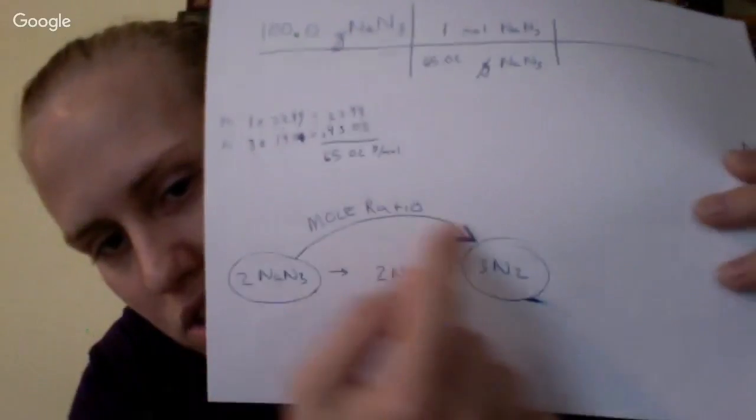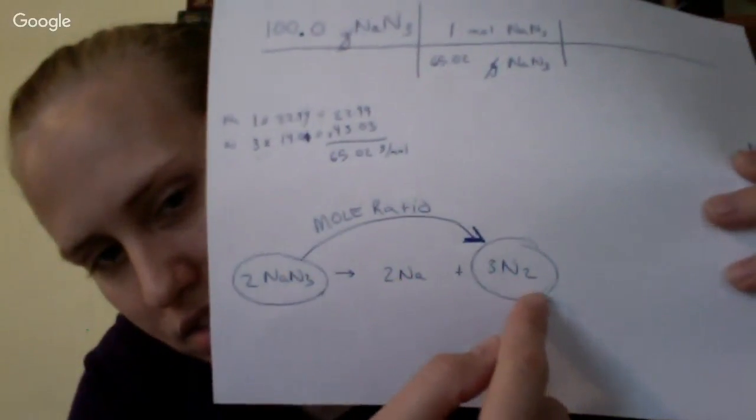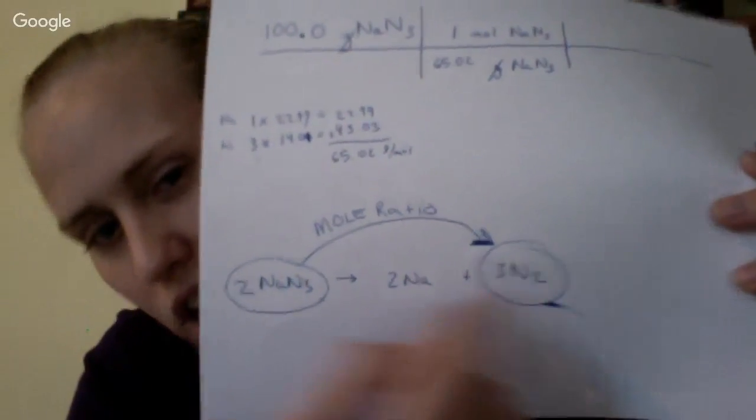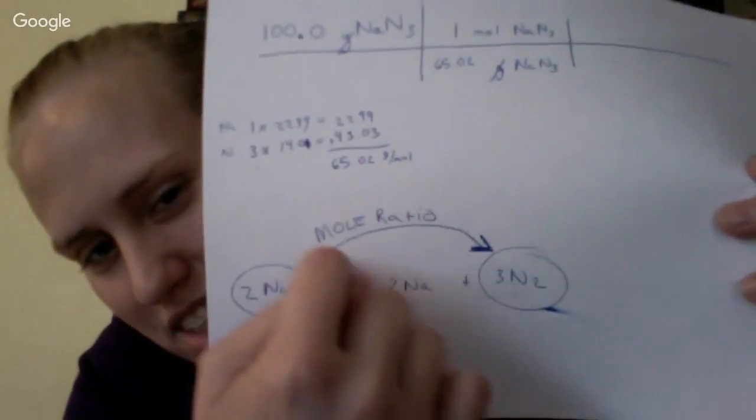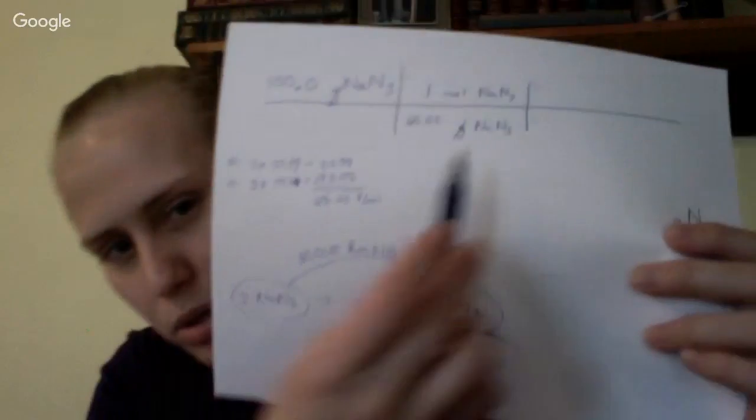I'm confused. So we're going from moles to grams? Is that what you're asking? Nope. Ready? How do we get from this thing to this thing? We have to cross the bridge. What is this bridge? The mole ratio. We need to put a mole ratio here.